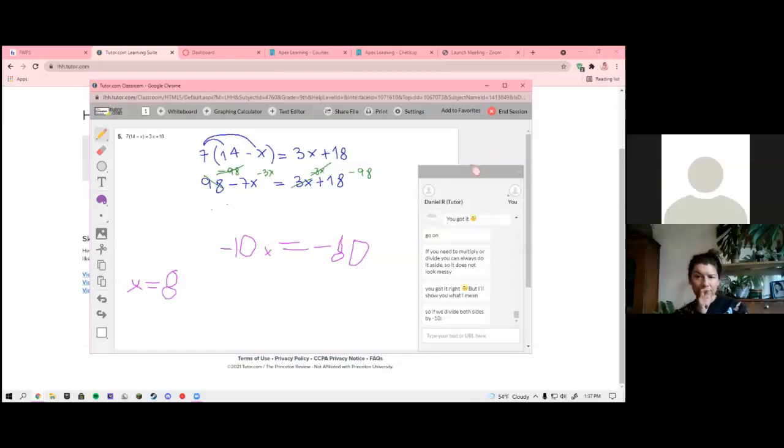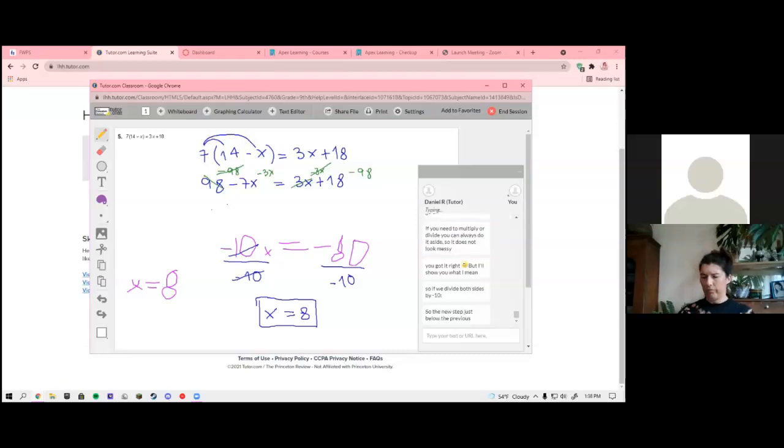So I'm really curious when we're all done, if he asks you if you have other questions. Okay, so if we divide both sides by negative 10, x equals negative, well, not negative 8, good, positive 8. So the new step just below the previous, that way you can follow.